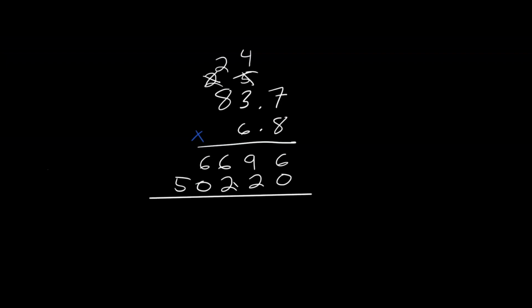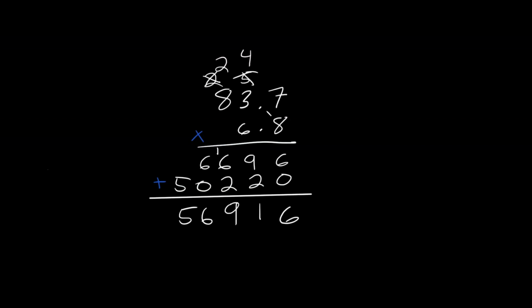And now we can add. So we have a 6 and a 0 here, that's 6. 2 and 9 is 11. 6 and 2 is 8, that's a 9. That's a 9. And then 6 and 0 is 6. And then 5.